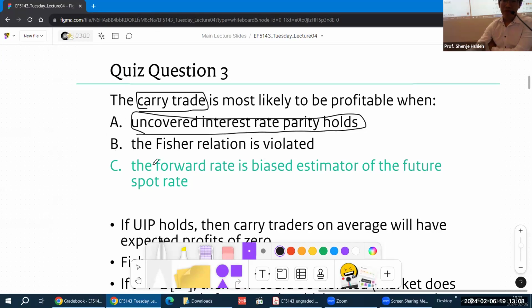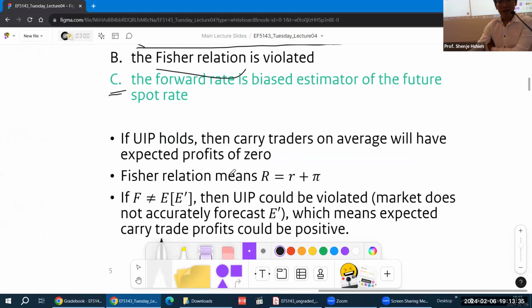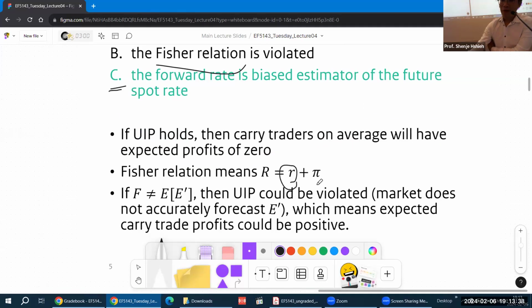Okay. B, the Fisher relation is violated. If you don't know what the Fisher relation is, it's fine, you can just skip it. Some people chose B, I'm guessing because they didn't know what that is, and they probably didn't know what C meant either. The Fisher relation just means that you can decompose nominal interest rates into two parts: a real component and an inflation component. In other words, after you subtract out inflation, there's some fundamental interest rate that's not impacted by the creation of money supply, for example.